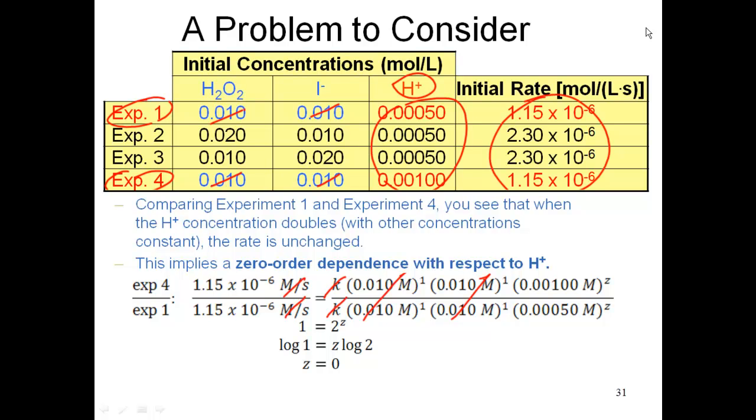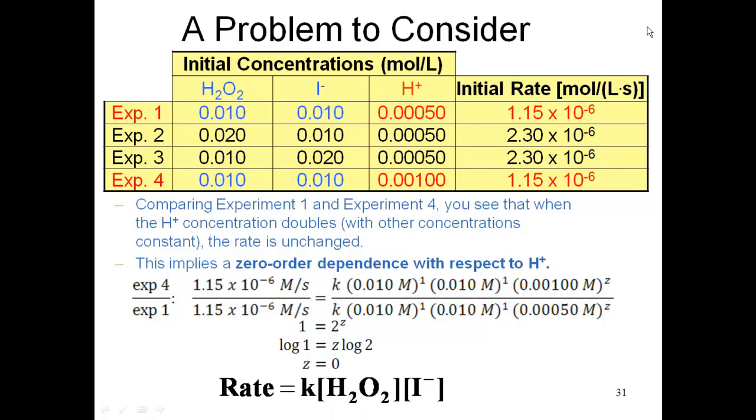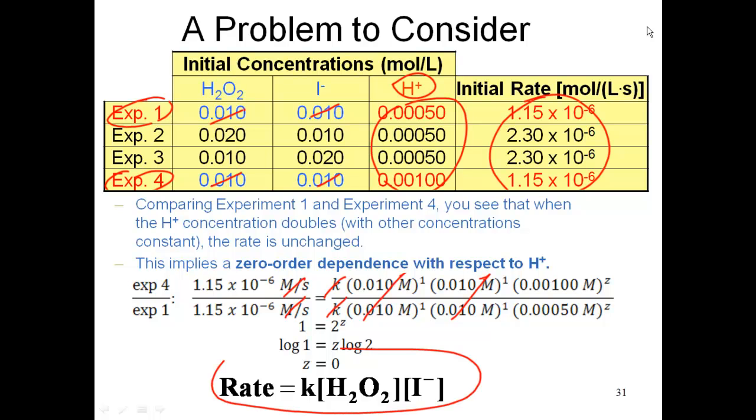Well, now I have the orders mathematically. I have to now figure out the K. Okay, how can I figure out the K? Well, I would take any one of these experiments and plug in the data. So, our final rate law is equal to K, concentration of my hydrogen peroxide to the first order, times the concentration of I minus to the first order. We also have H plus to the 0 order, but anything to the 0 is 1, therefore we don't have that as part of the rate law. So I'll take this rate law right here, and I'll take some data. I'll probably take experiment 1 data, plug it in, and solve for K.